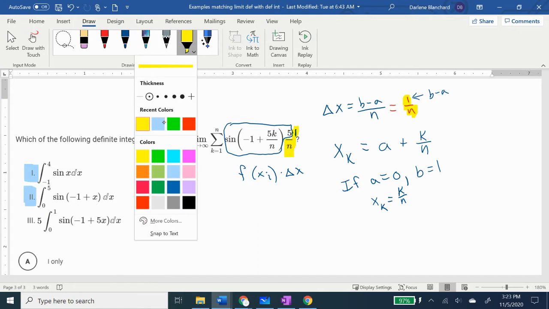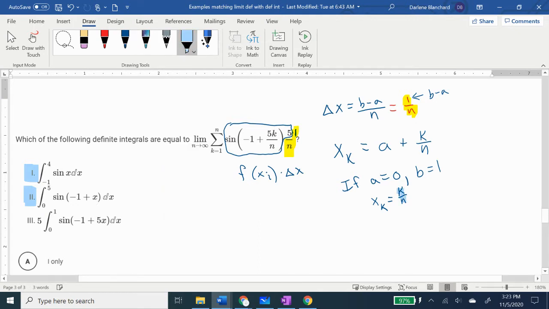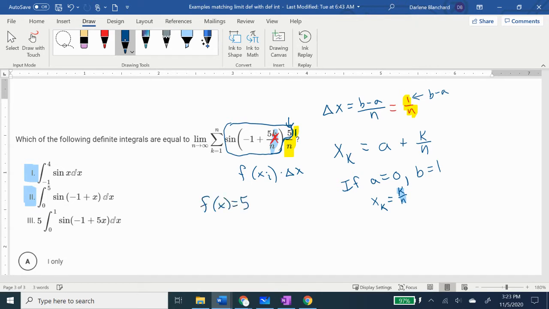And if that's true, then my x sub k is just k divided by n. And now I'm going to look for that k divided by n only. I'm going to highlight just the k divided by n part and only replace that with an x. And now the function that I can see in these borders, I have a multiplication of this 5 multiplied by the sine of a negative 1 plus 5 times x.